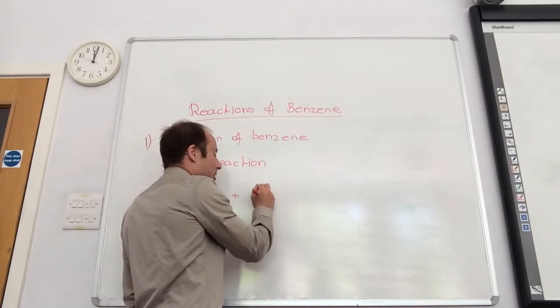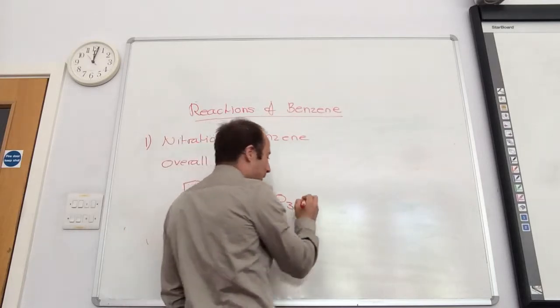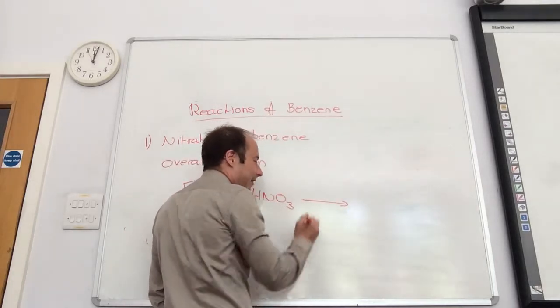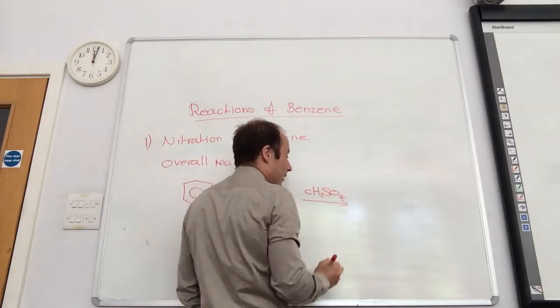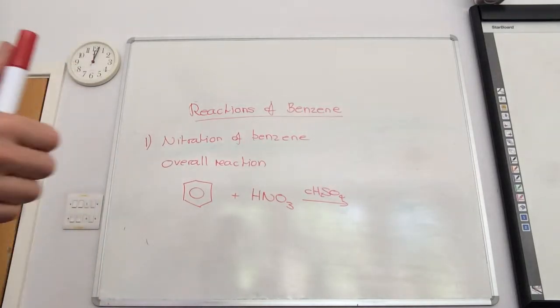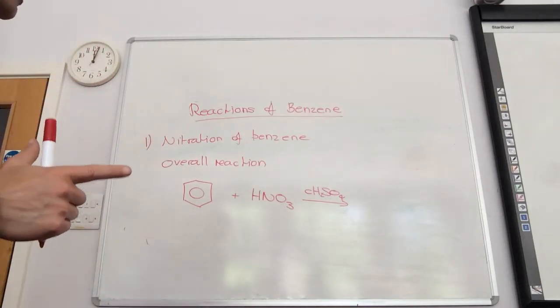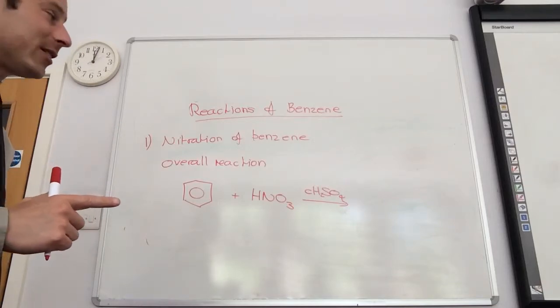And I use nitric acid, HNO3. And my catalyst, which I'm going to put over my arrow, is concentrated sulfuric acid. So in this reaction, I've got benzene, concentrated nitric acid, and concentrated sulfuric acid. It's not a nice thing to do.